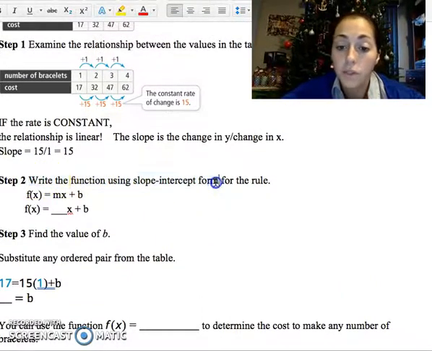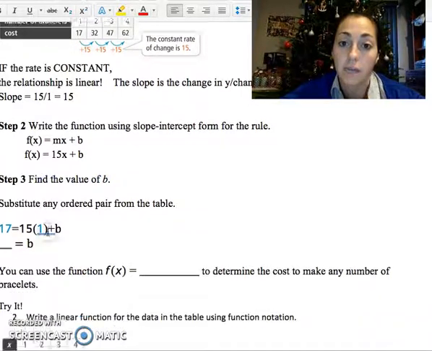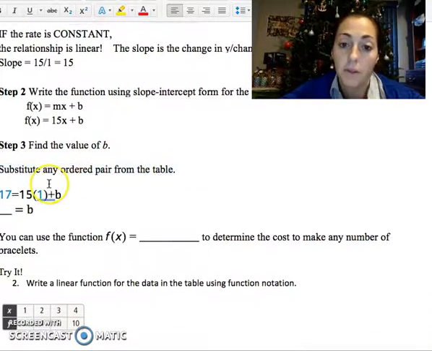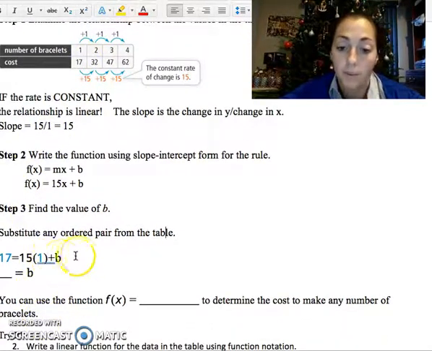Then let's use slope-intercept form, but instead we're going to use function notation. So instead of y, we have f of x, and that equals mx plus b. So I replace my m with my slope that I just figured out, which is 15. And now I got to find the value of b, just like we've been doing, right? Substitute any ordered pair from the table. So they picked the very first value, 1, 17, or I picked whatever.